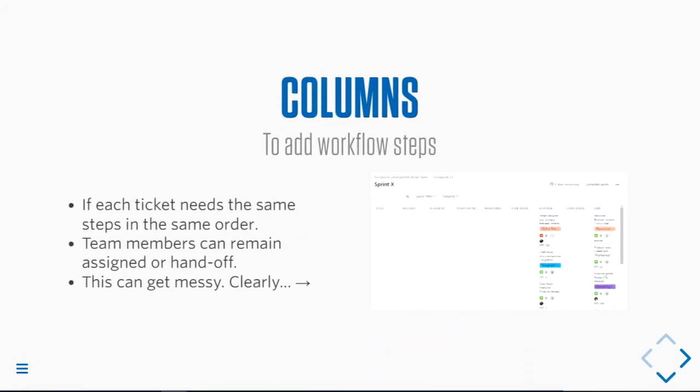Columns add workflow steps, and this is useful if every ticket needs the same steps in the same order, or at least most of them do. Team members can remain assigned, or they can hand off as things progress through. This can get messy. We had a client, I was the PO of this project, that had many columns. There was a to-do, needs info, which I have huge asterisks around that, because if something needs info, it should not be in your active sprint. In backend, ready for front end, in front end, code review, PO review, client review, and done. But it worked for this group of people. That's what they wanted. And I aim to please with Jira.